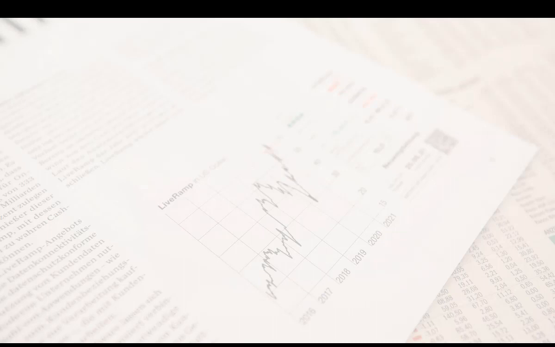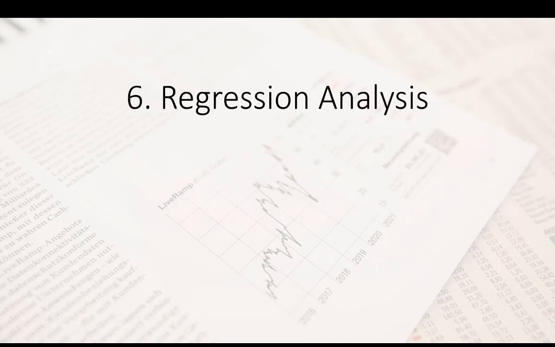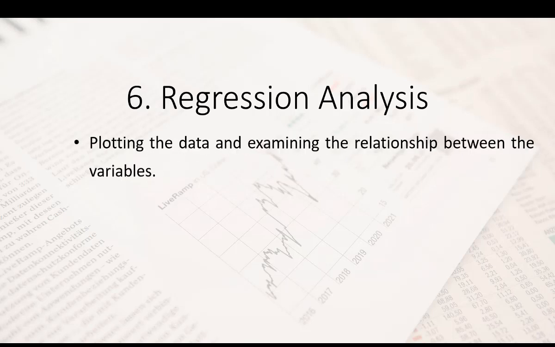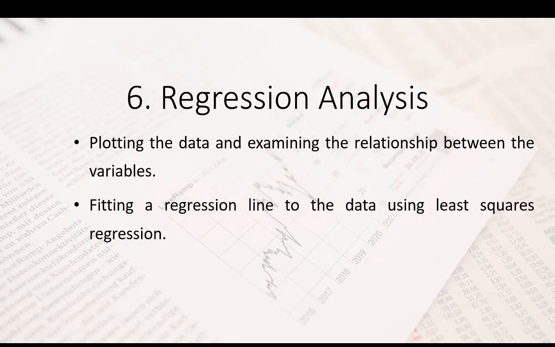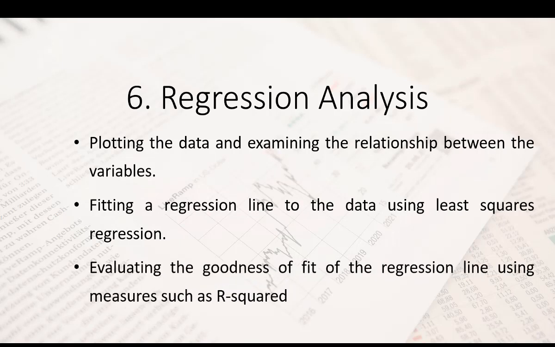Part 6. Regression Analysis. Regression analysis is a technique for examining the relationship between two or more variables and making predictions based on that relationship. This involves plotting the data and examining the relationship between the variables, fitting a regression line to the data using least squares regression, evaluating the goodness of fit of the regression line using measures such as R-squared.